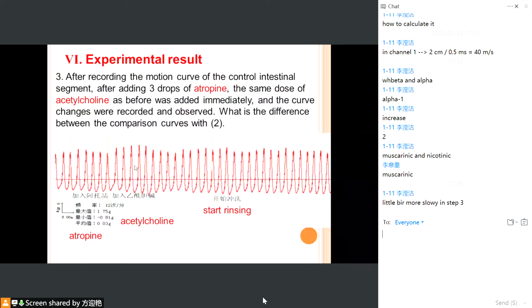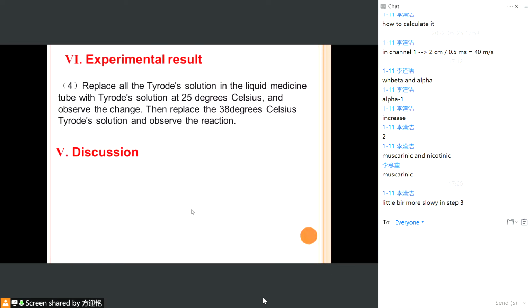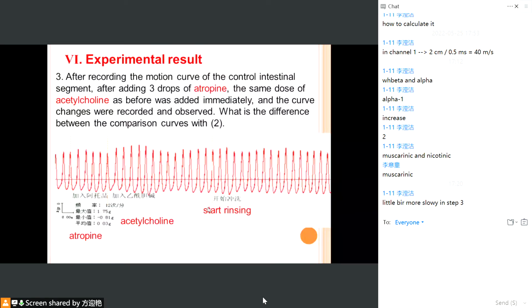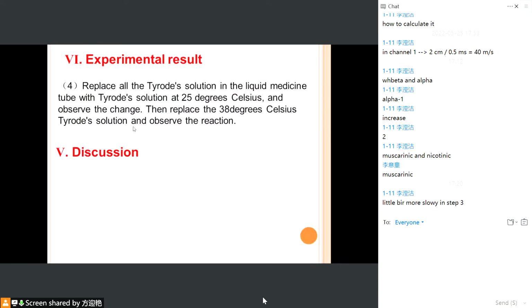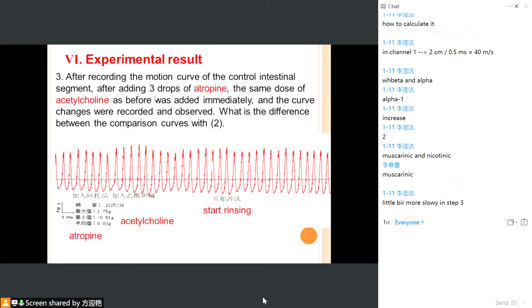Then we should change to fresh Tyrode's solution and start the rhythm again. Lastly, we will find that temperature influences the smooth muscle. Sections 1, 2, and 3 were done at 37 degrees Celsius, which is like body temperature.